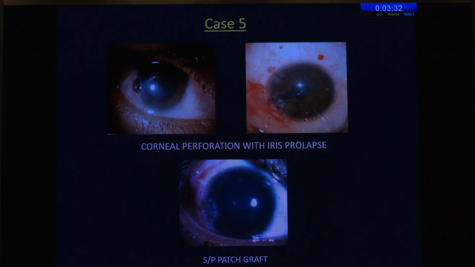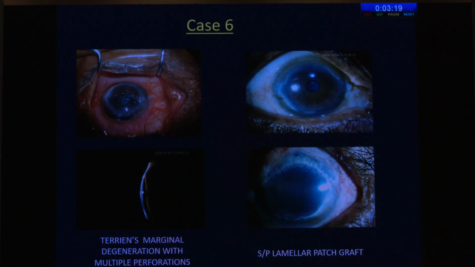Similarly, this patient, a very young lady, came to us with a peripheral perforation with a 7 to 10 days history of blunt trauma and an iris prolapse. So we excised the iris and did a peripheral patch graft, and she did very well in the post-op period.